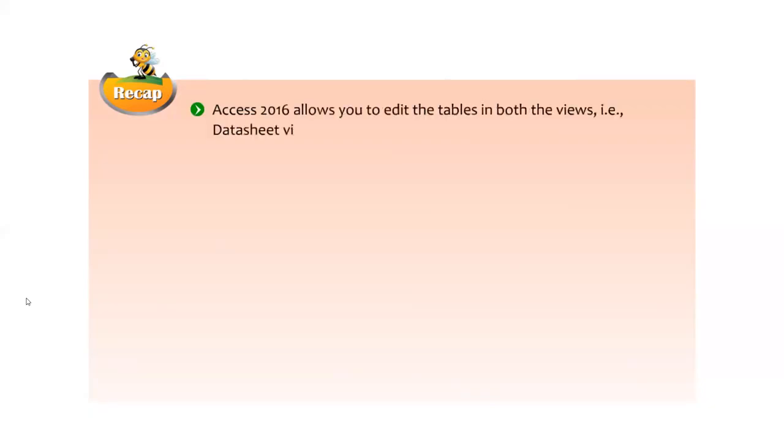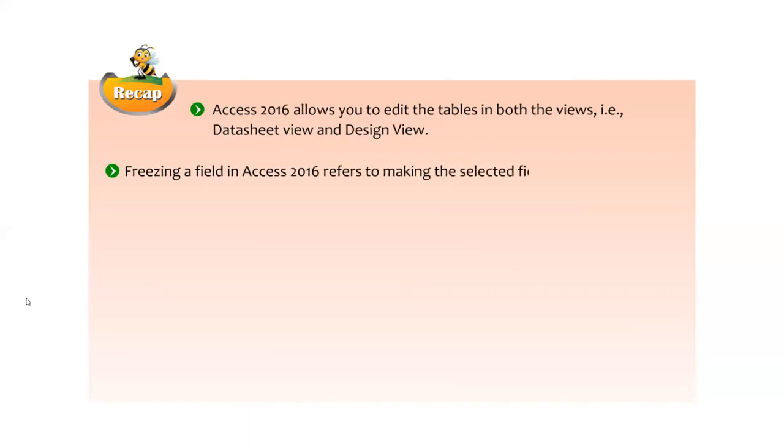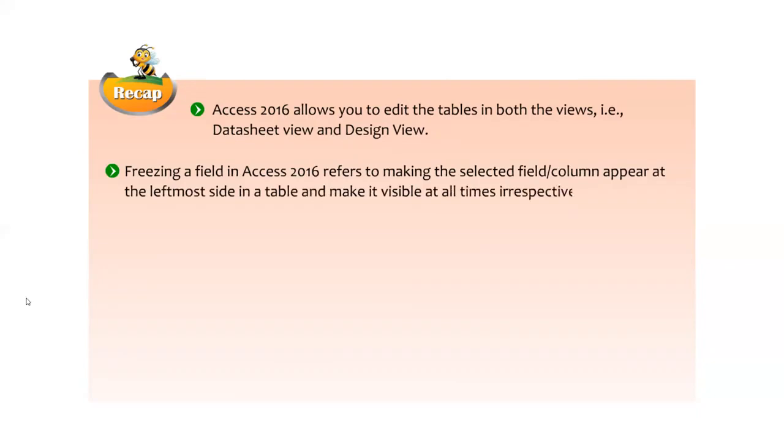Okay, students, let us take a recap of this chapter. Access 2016 allows you to edit the tables in both the views, that is, Datasheet view and Design view. Freezing a field in Access 2016 refers to making the selected field or column appear at the leftmost side in a table and make it visible at all times, irrespective of the directions you scroll.